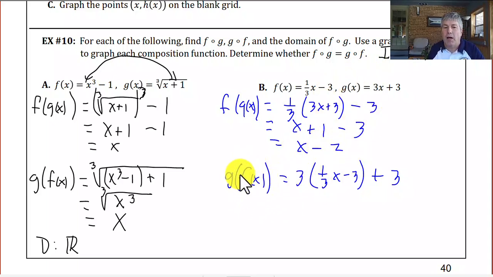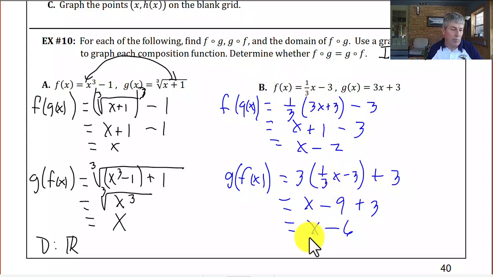And reversing the process, inputting f of x into g. So now we're taking 1/3 x minus 3 and put it into 3 times the quantity x plus 3. So we get 3 times the quantity 1/3 x minus 3, which is x minus 9 plus 3, and that simplifies to x minus 6. So in B, those are not inverse operations. They asked for the domain of f of g of each, and I think they're both all real numbers.